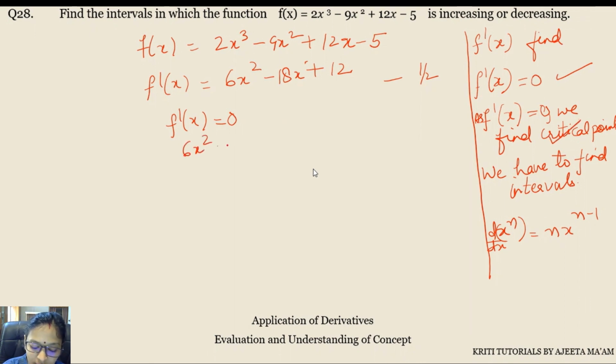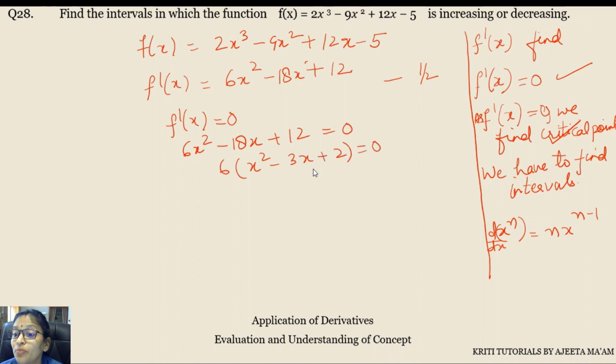So 6x square minus 18x plus 12 is equal to 0. So 6 times x square minus 3x plus 2. Now we have to do middle term splitting. So middle term splitting, how will you do? For middle term splitting, you have a simple rule which you have been doing. So 3 has to be split up, minus 2x minus x plus 2.